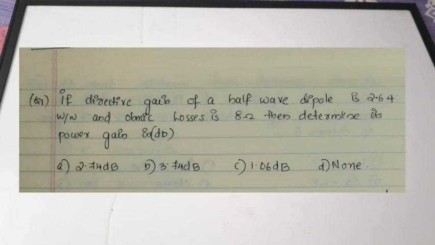The first question is, if directive gain of a half wave dipole is 2.64 and ohmic loss is 8 ohm, then determine its power gain. Directive gain is given and ohmic loss is given as 8 ohm. So the loss resistance is given and also the directive gain is given. You need to find the power gain.